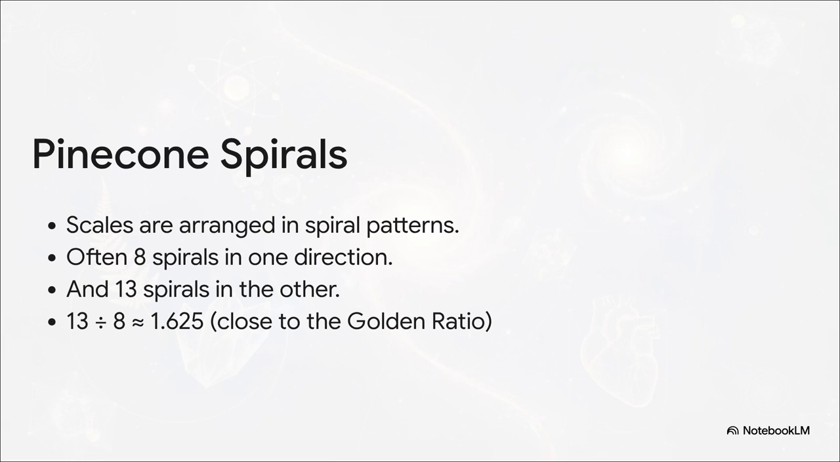Count the spirals twisting one way, and then count them twisting the other. You'll almost always find two back-to-back Fibonacci numbers, like 8 and 13. And their ratio? You guessed it, incredibly close to the golden ratio. This is not random. It's a design.